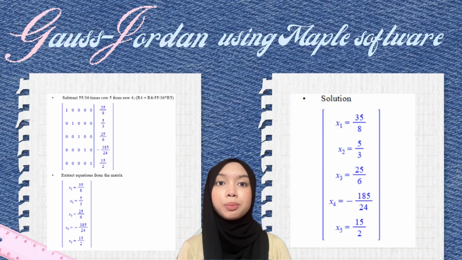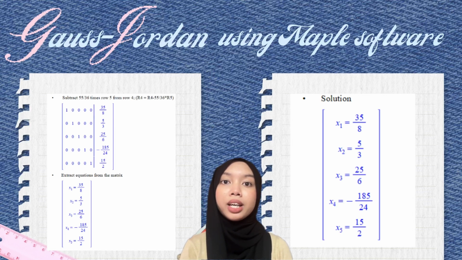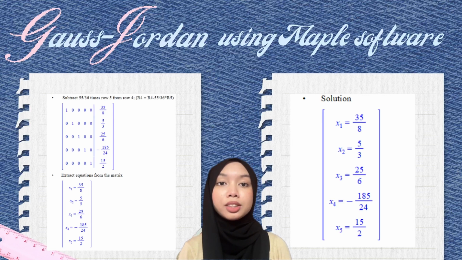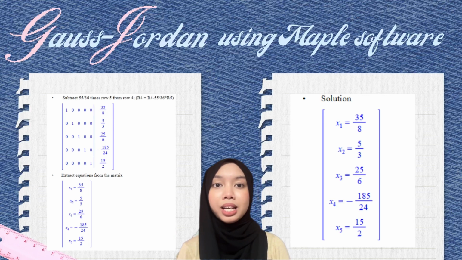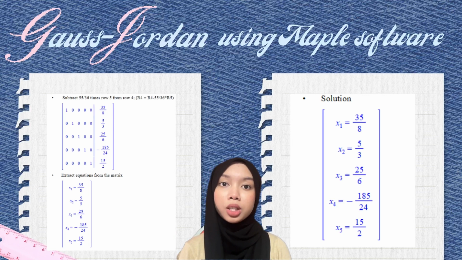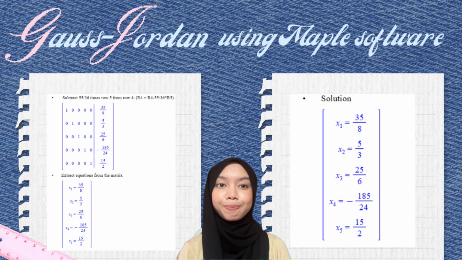Gauss-Jordan elimination is powerful because it gives a clear, step-by-step way to simplify large systems. It works for any size square matrix, and it helps check whether a system has no solution, one solution, or infinitely many.